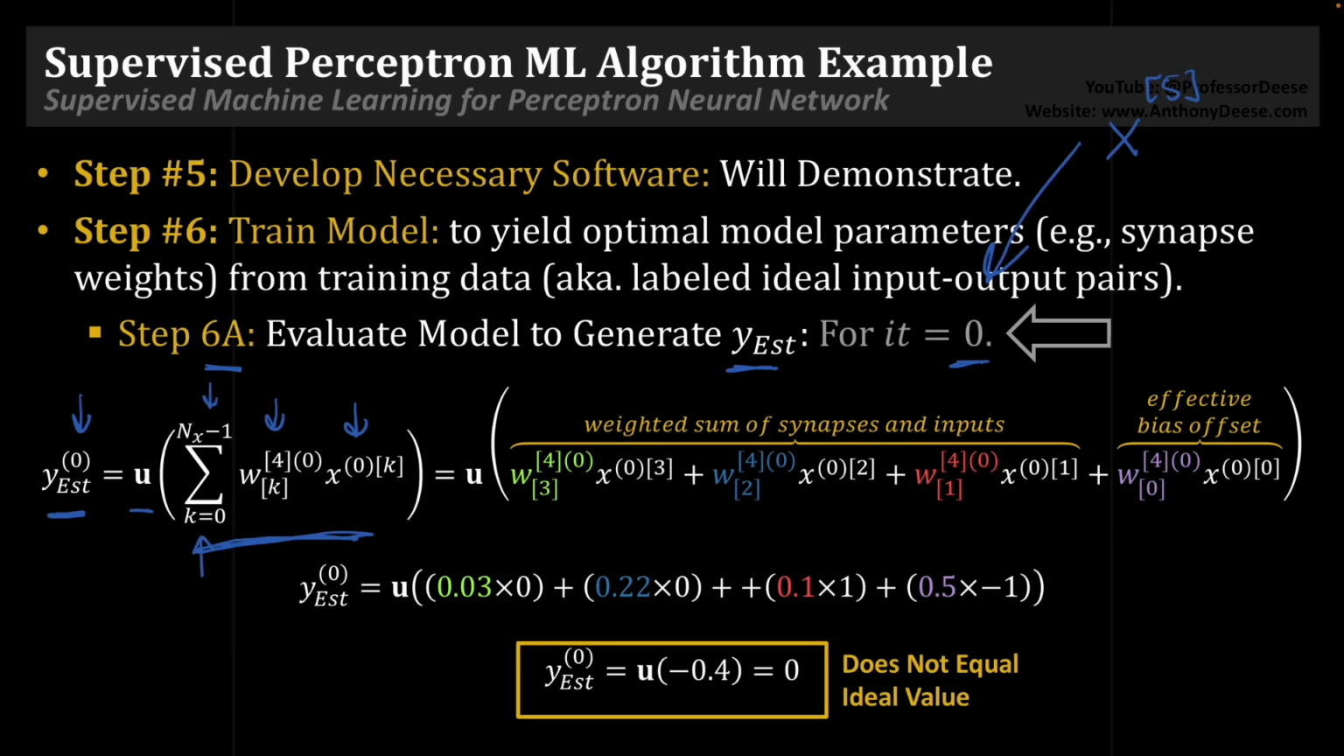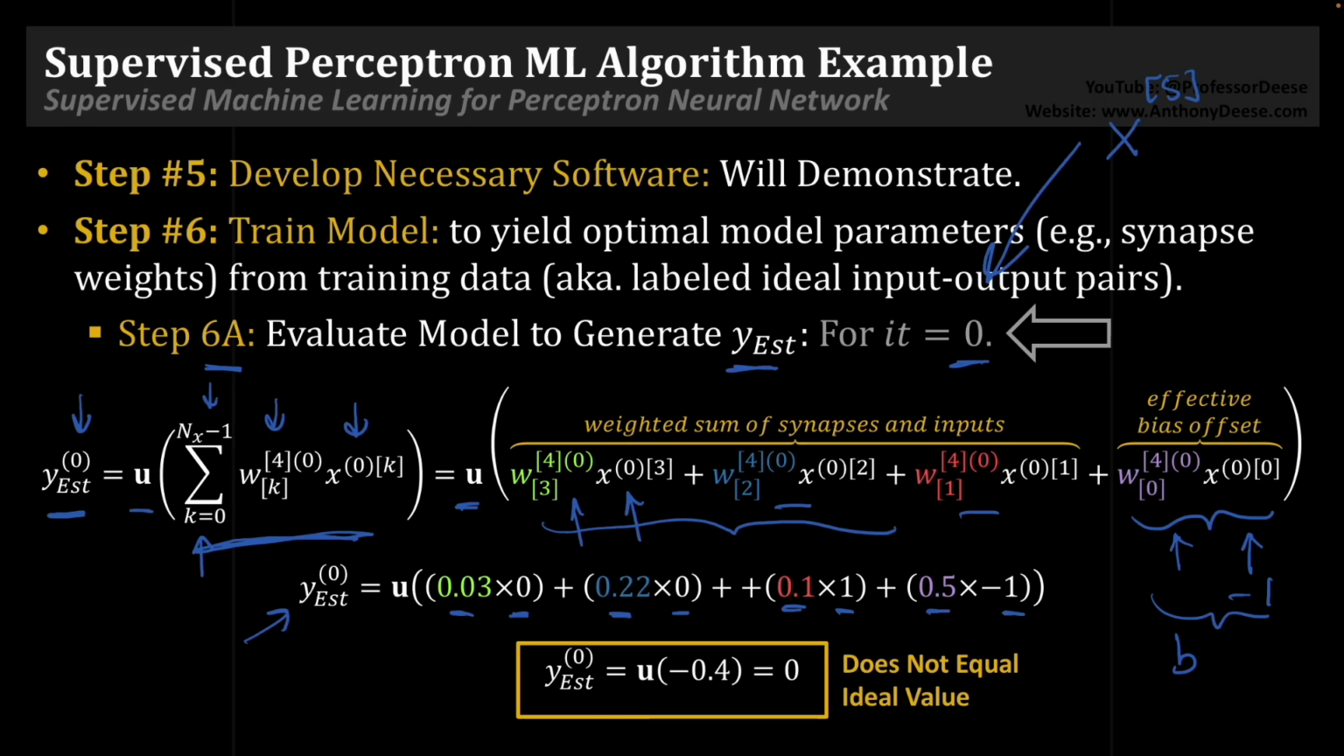Now over here, you can see we've broken this all out. Same activation function. We have the synapse weight between nodes 3 and 4 times the input coming from node 3, and then we move on down the line. This last piece right here is effectively the bias offset. It's the sum of this negative 1 value times this synapse weight, and together that gives us our bias offset. Down here, all I've done is plug in the actual numerical values. We got all of these from the training data table, and these were the values that we initialized.